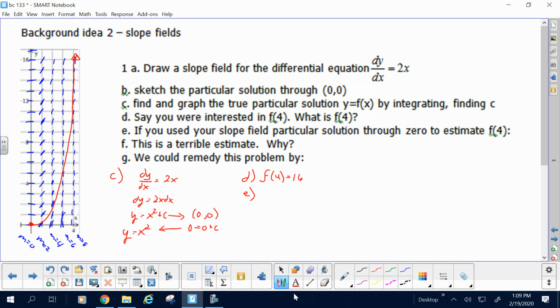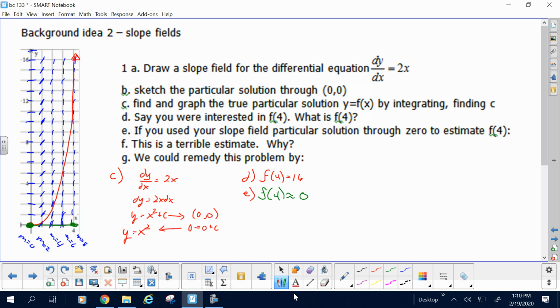Okay, now, here we go. If you use your slope field, particular solution through 0, 0 to estimate f at 4, in other words, you're going to put your point here at 0, and you're going to follow that one slope to what you think y would be at 4. Well, what does that slope say? That slope at 0 says that as you change x, y changes nothing. And so it seems like that would tell you that f at 4 should be about 0. Okay?